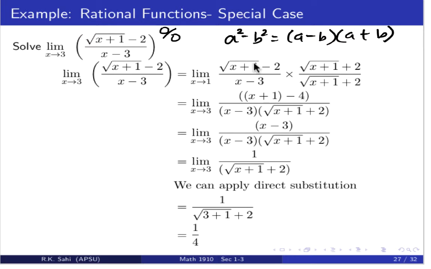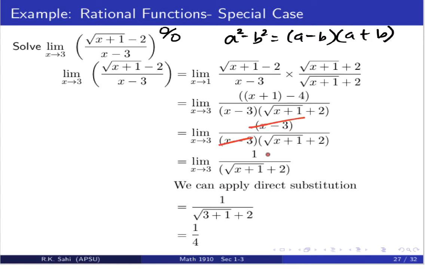Now let's go ahead and do multiplication of the two numerator terms here. So what we find is square root of x plus 1 is your a and 2 is your b. So when you multiply square root of x plus 1 with itself, you get rid of the square root, we get x plus 1 minus, and 2 times 2 is 4. The denominator we have is x minus 3 times square root of x plus 1 plus 2. Now it's simple algebra here. So solving the numerator, we get an x minus 3 in the numerator, and we already have an x minus 3 in the denominator. We can nicely cancel this out.